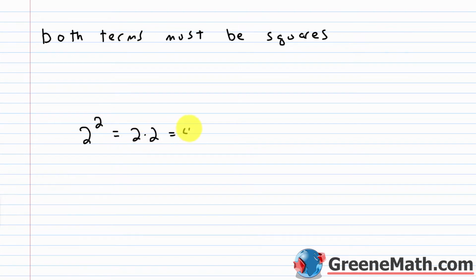Well, the first thing is that both terms must be squares. And what do I mean when I say both terms must be squares? Well, when we square something, we multiply it by itself. So if I have 2 squared, I know that's 2 times 2, or 4. We know that at this point. But if I looked at the number 4, I've got to be able to identify that it can be created from 2 times 2.